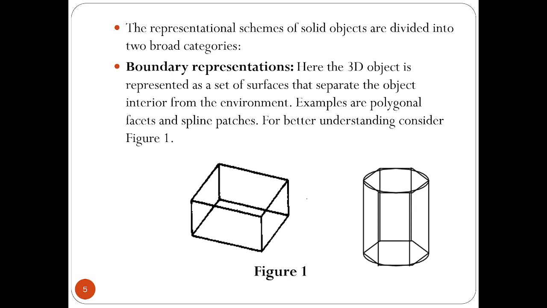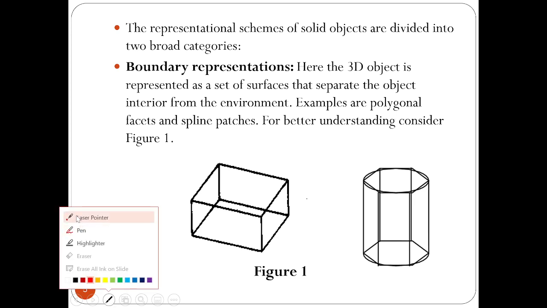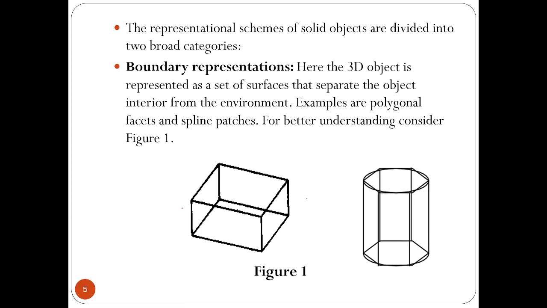The representation schemes of solid objects are divided into two broad categories. The first is boundary representation. The 3D object is represented as a set of surfaces that separate the object interior from the environment, for example polygons, facets, and spline patches. For better understanding of the concept, see here. These are the two polygons. This is the one, and this is the other one.